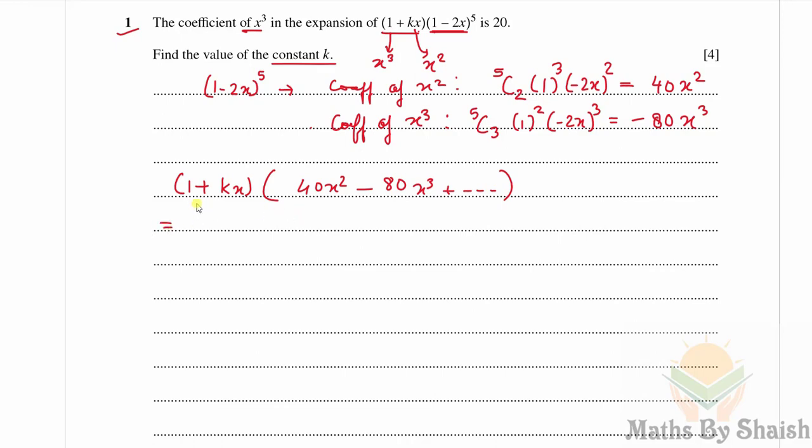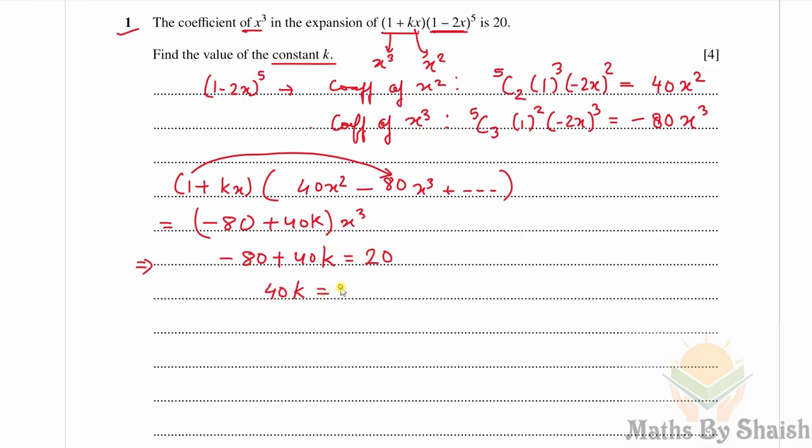And from here, multiplying this by 1, we get minus 80, and from this we get 40k, and this becomes x cube. So according to the question, this coefficient, minus 80 plus 40k, is 20 as given, and hence 40k is equal to 100, because minus 80 plus 20 gives 100. We got the k value as 10 over 4, that is 2.5. So the k value is 2.5.